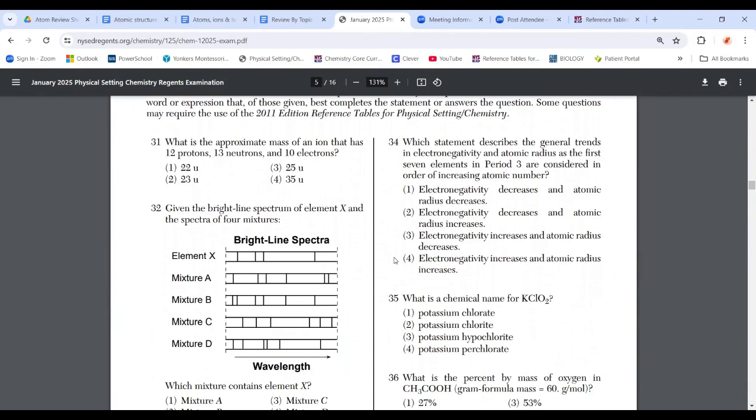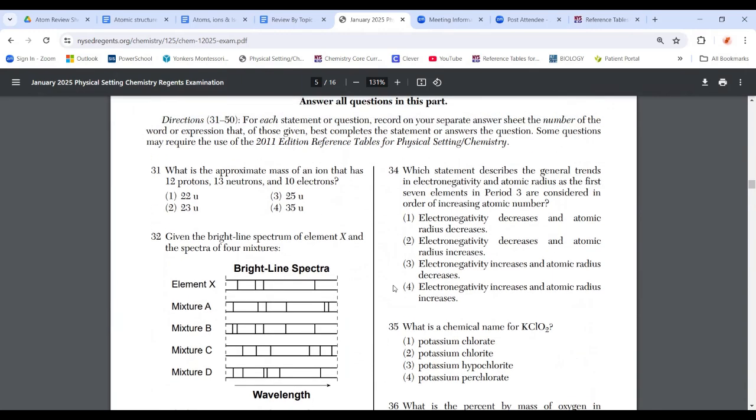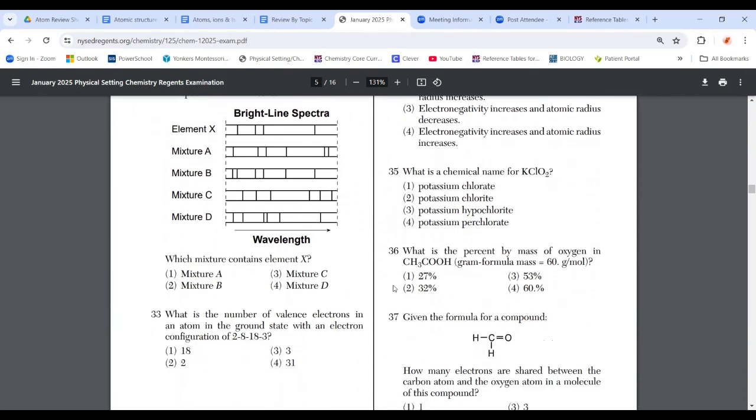Oh, I guess we should have done 31 in here too. I probably put it under nuclear because that has to do with isotopes. All right, 33 and 34.